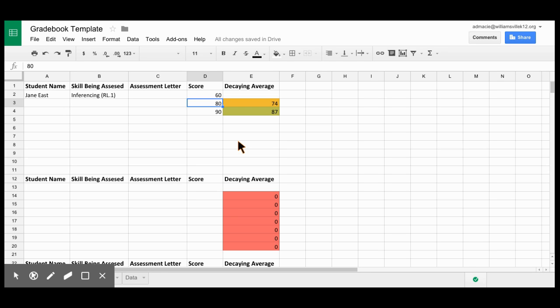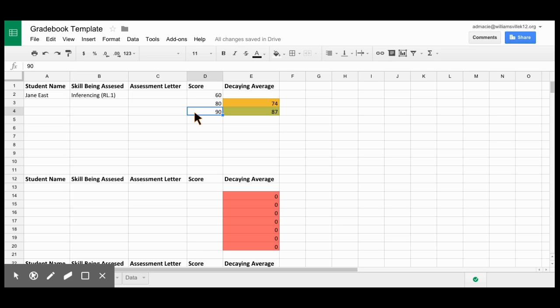Okay, so let's take a look at how decaying averages work. Let's say that we have Jane East and we've had 3 assessments on the skill of inferencing. She's earned a 60, an 80, and a 90. Now, if you were to just average those 3 together, typically the score would be 76.6 repeating, so most people would say 76.7 or 77, because WITS doesn't do decimal point averages for individual grades, so 77.